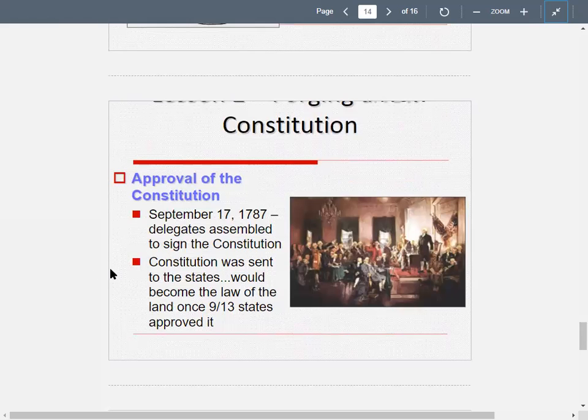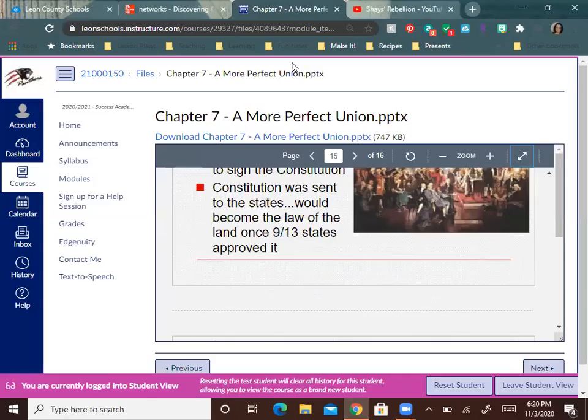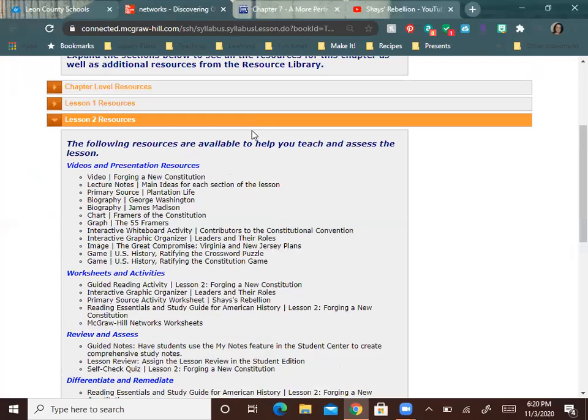The approval of the Constitution, September 17th, 1787. Delegates assembled to sign the Constitution. The Constitution was then sent to the states, and it would become law of the land once 9 out of 13 states approved it. So now let's look at the lesson 3 video.